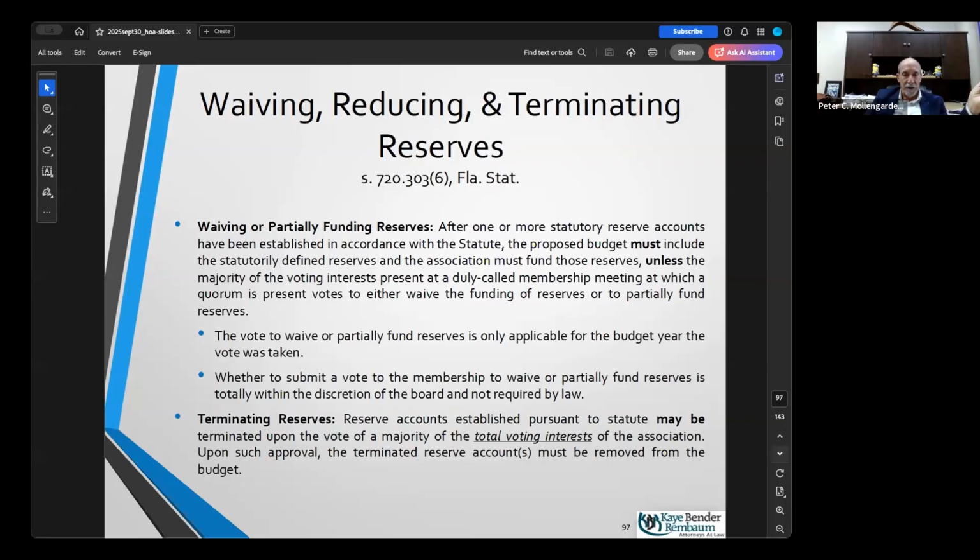Terminating reserves. Statutory reserve accounts established pursuant to the statute may be terminated upon the vote of a majority of the total voting interests of the association. So waiving them or partially funding them is a majority of those at a meeting at which a quorum is obtained. To terminate them is a majority of the total voting interest, which is a different type of vote. Upon such approval, the terminated reserve accounts must be removed from the budget, and they end up going into operating.